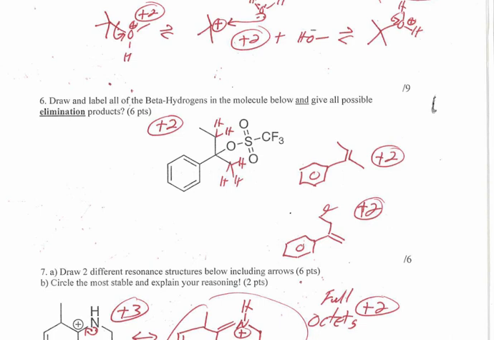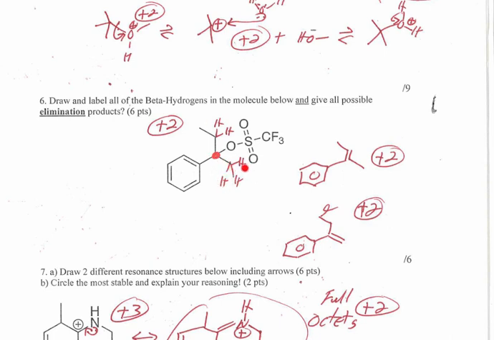So for this one, I want you to draw and label all the beta hydrogens in the molecule and give all possible elimination products. So this is very similar to what we did on a workshop. It's actually the same type of problem. First thing you need to do, though, is identify the carbon that has a leaving group attached to it, because the beta hydrogens are two bonds away, right? Beta hydrogens are one, two bonds away, one, two bonds away.